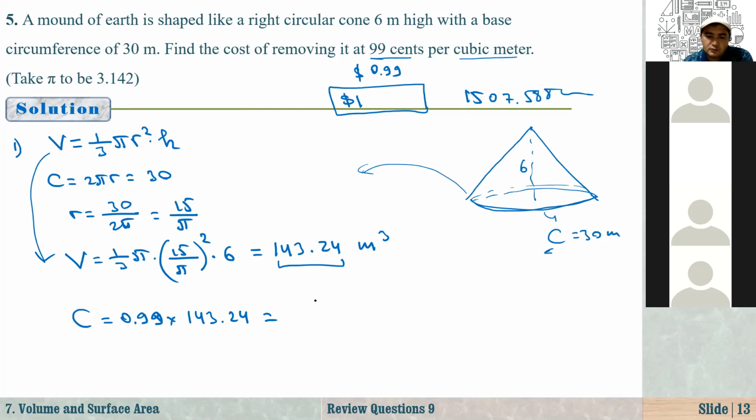The answer is, what is it? Correct to two decimal places, $141.81. So it costs this much if you want to move this from this place to another place. Definitely a very easy question. Why could you not solve it?